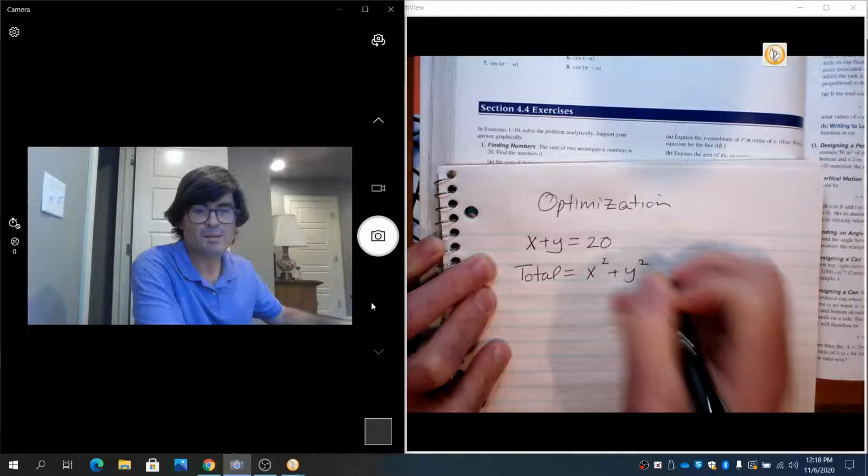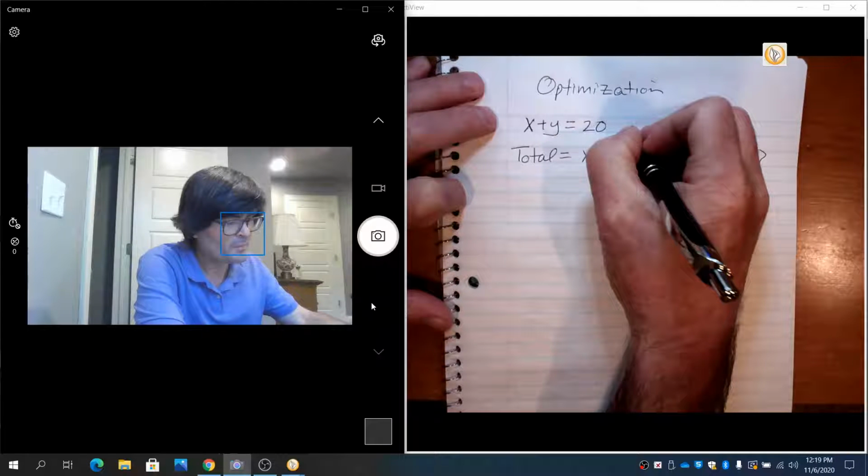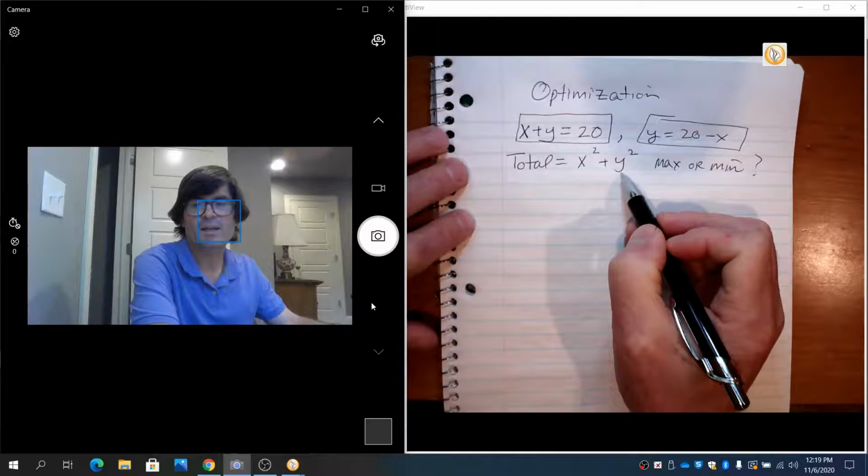For starters, the total is written as a function of two independent variables, x and y. That is a bad setup. You want to have one independent variable, if at all possible. So up here we have a relationship between the two variables, x plus y equals 20. How are they related to each other? So I'm just going to take the liberty of saying y equals 20 minus x. That means the same thing. We're going to substitute that in here so I can knock this down to a single independent variable. Total as a function of x is x squared plus y squared, except y is now 20 minus x.